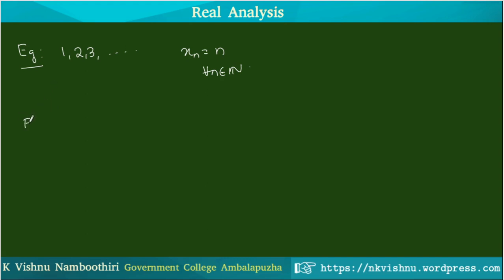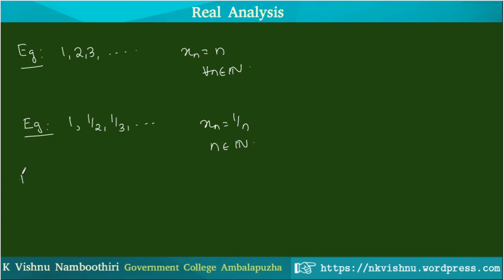So another example is 1, 1 by 2, 1 by 3, etc. and therefore the nth term is nothing but 1 by n for n a natural number. This is another example.